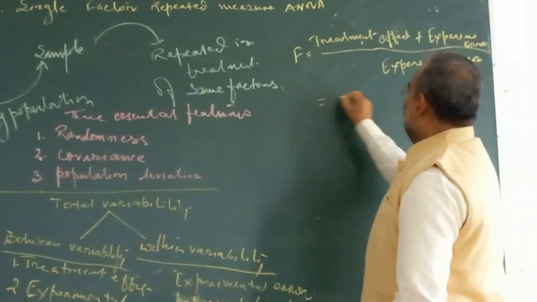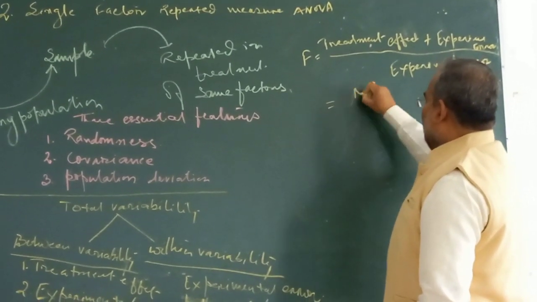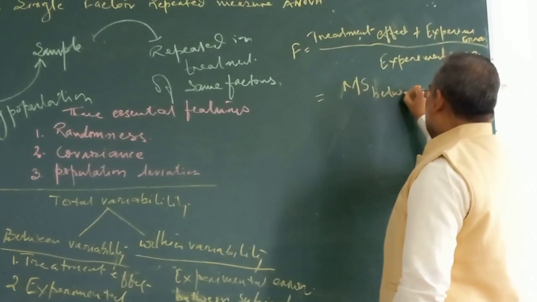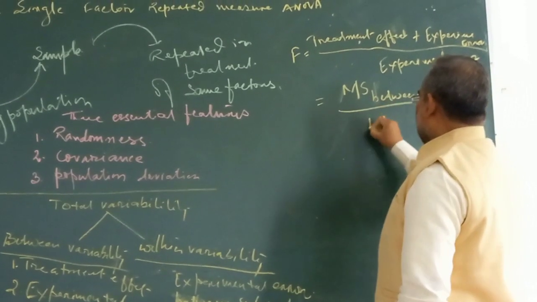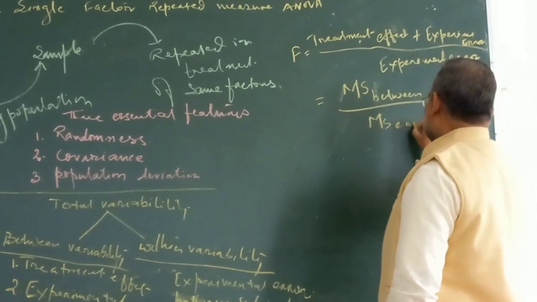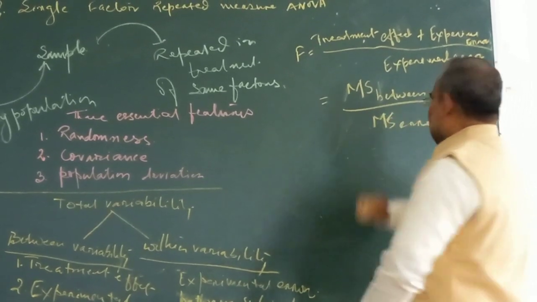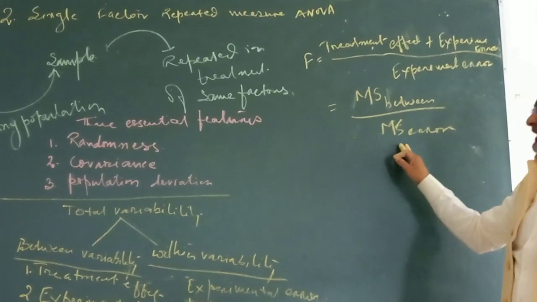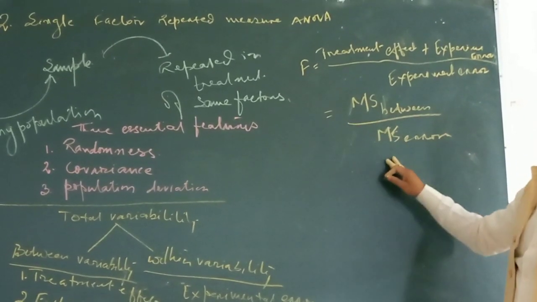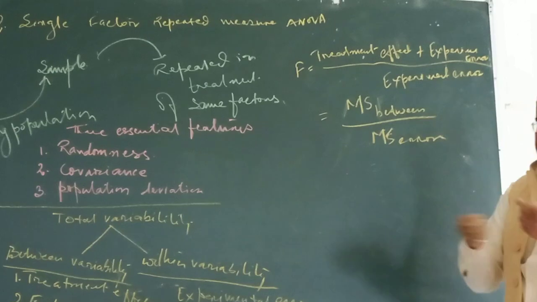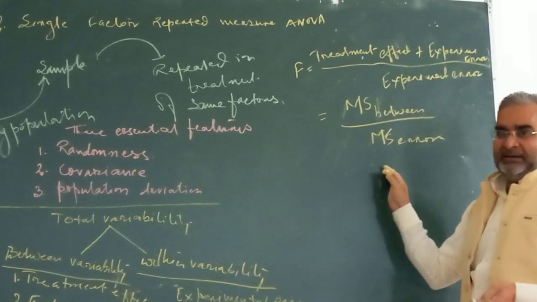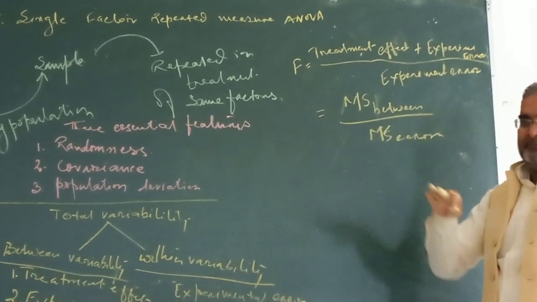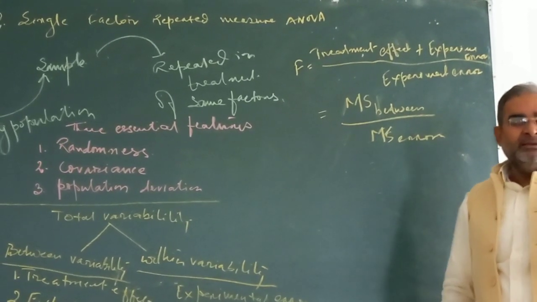That means here MS between divided by MS error. That one factor is here. Again, that means during the calculation of the F statistics, it is necessary to calculate the MS error. MS between is same.